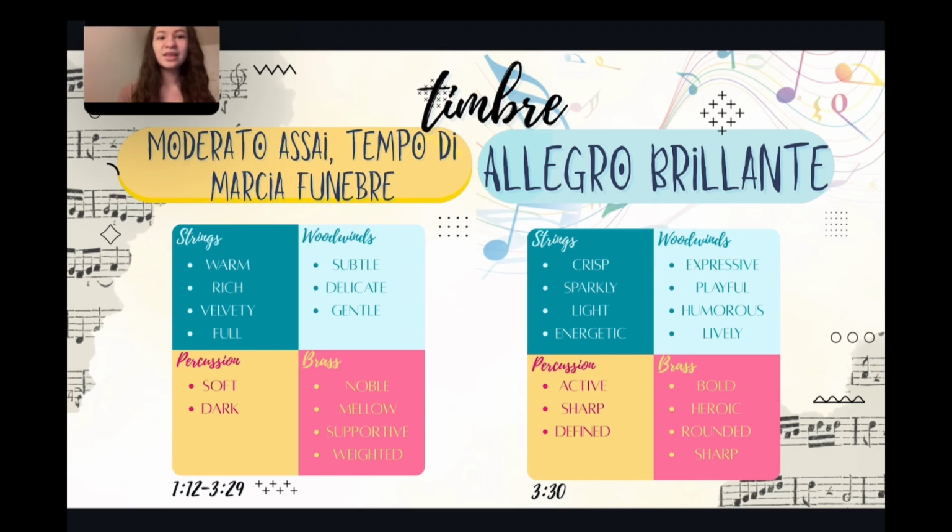To begin with the moderato section, I organized the chart into the 4 different musical families. I have the strings, the woodwinds, the percussion, well, the timpani, and the brass. So the strings, consisting of the violins, violas, cellos, basses, they sounded very warm and rich and velvety because they introduced the mood of the piece for these first couple of seconds.